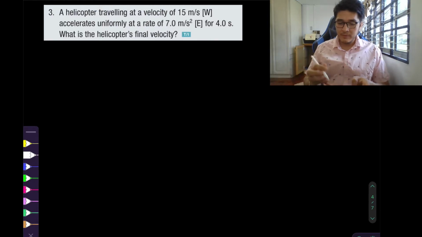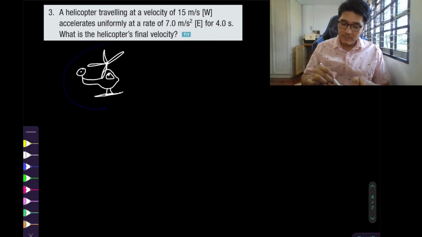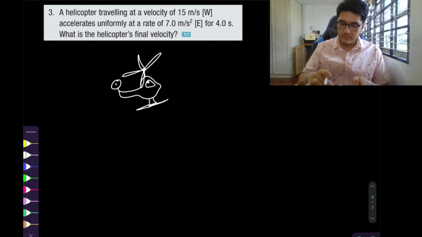So here we're going east and west. Let's draw our helicopter. Okay, the helicopter is traveling west, so I should flip this. Not sure how to flip it.